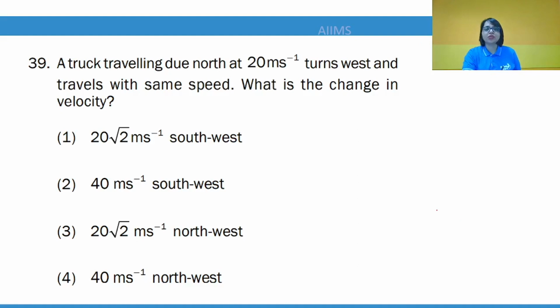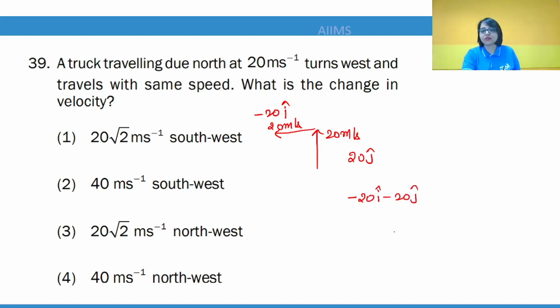Question number 39. A truck traveling due north with 20 meter per second turns west and travels with the same speed, 20 meter per second. What is the change in velocity? So basically 20 j cap is the initial velocity and minus 20 i cap is the final velocity. So change in velocity will be final minus initial vector. So it will be minus 20 in this direction and minus 20 in this direction. So the resultant will be this one using the parallelogram law of vector addition.